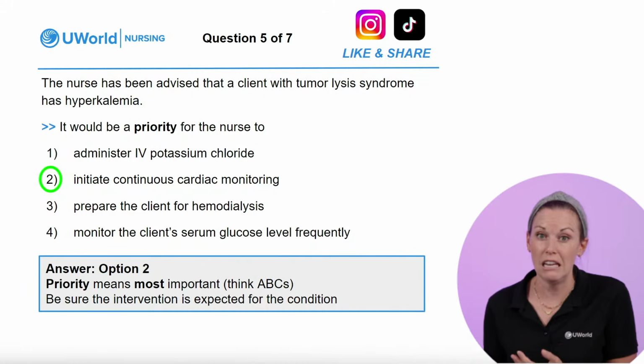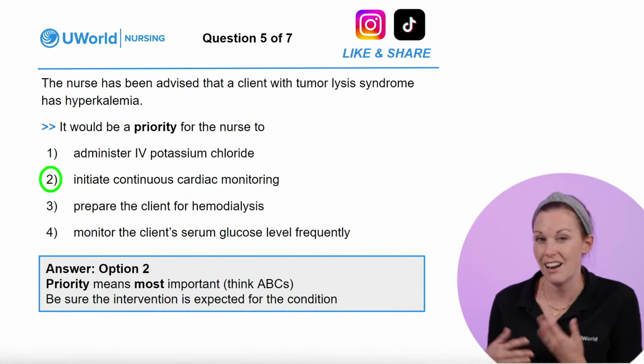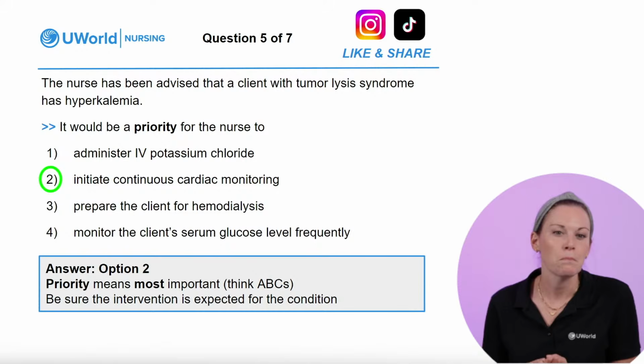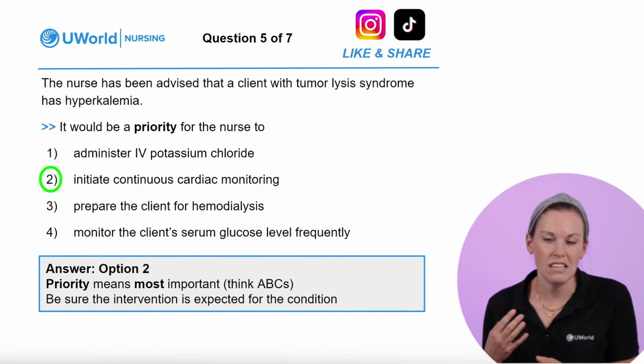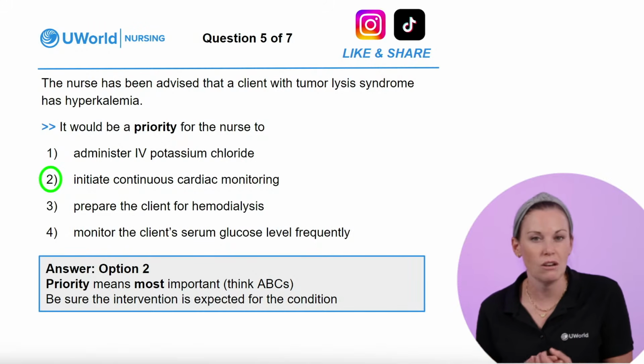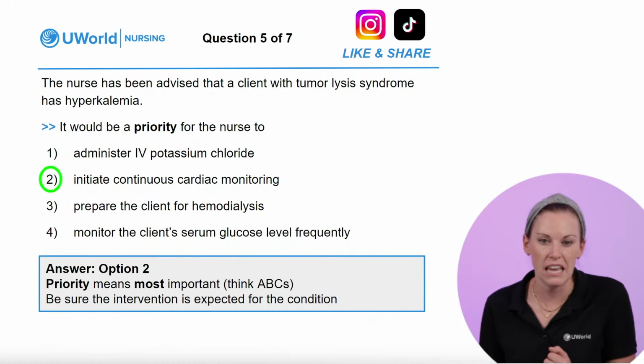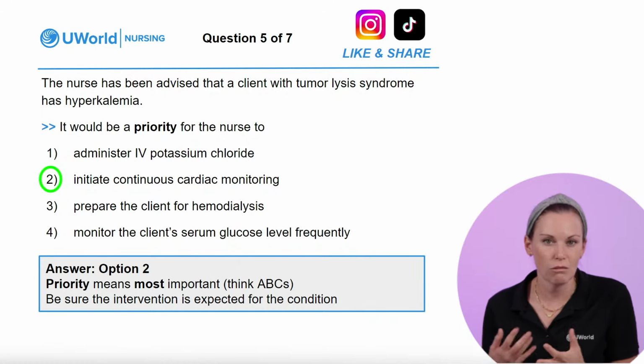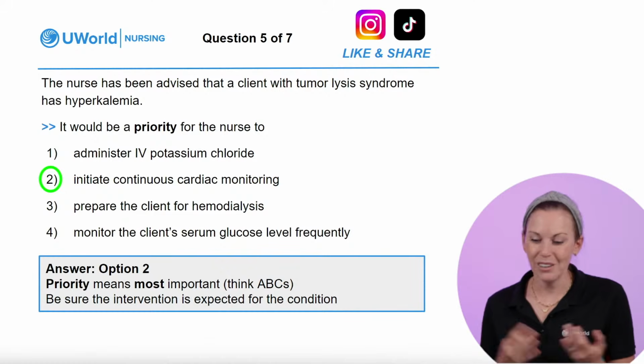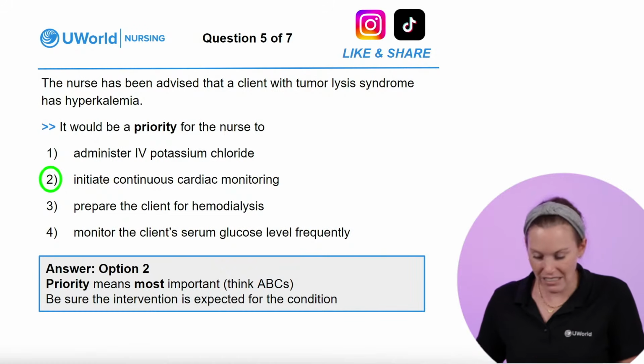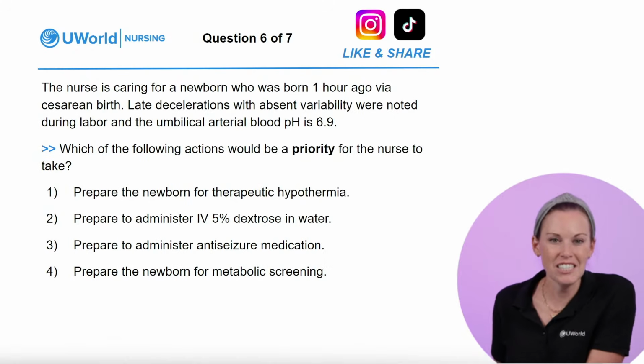We're not going to increase potassium for a client that already has high potassium. We're not going to do dialysis just yet. We need to look at the heart first. So again, this is a C in our ABC. And glucose, we're not really worried about at this point. So good job. You guys did great on that. Well done.